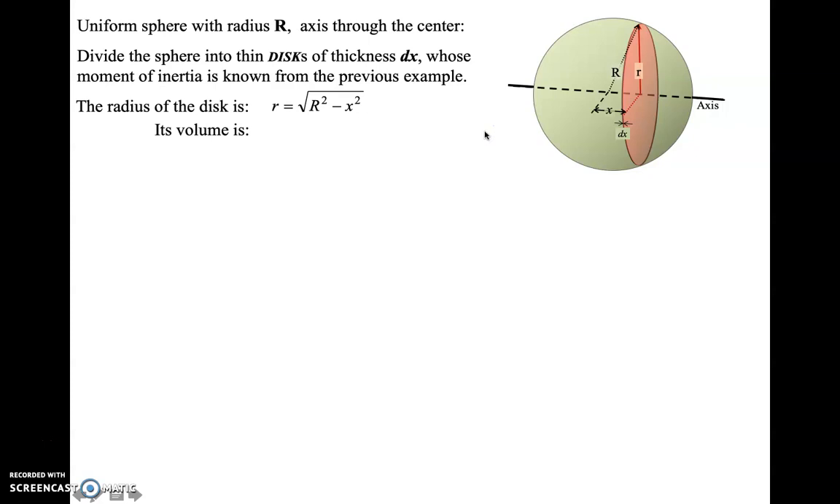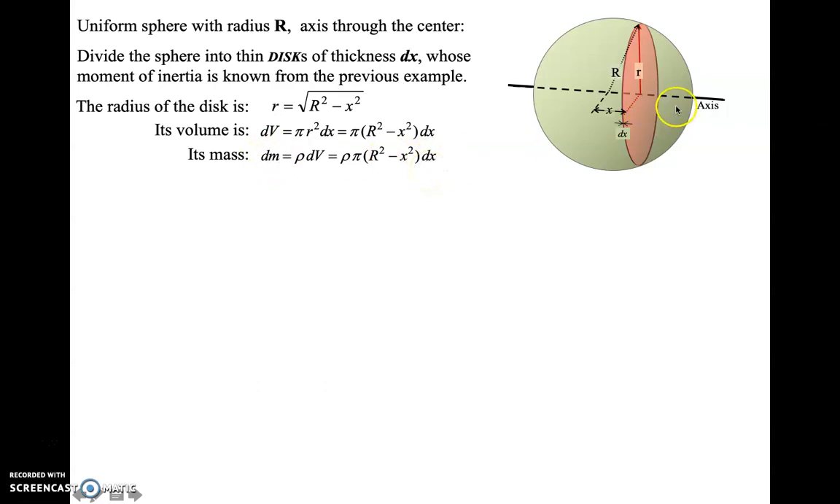Now the volume. Well, it's very thin, but it's going to be pi r squared, the surface area, times that thickness, which I can replace r squared with capital R squared minus x squared. And the mass is just rho times that volume. And so there we have my integrating variable dm in terms of dx.